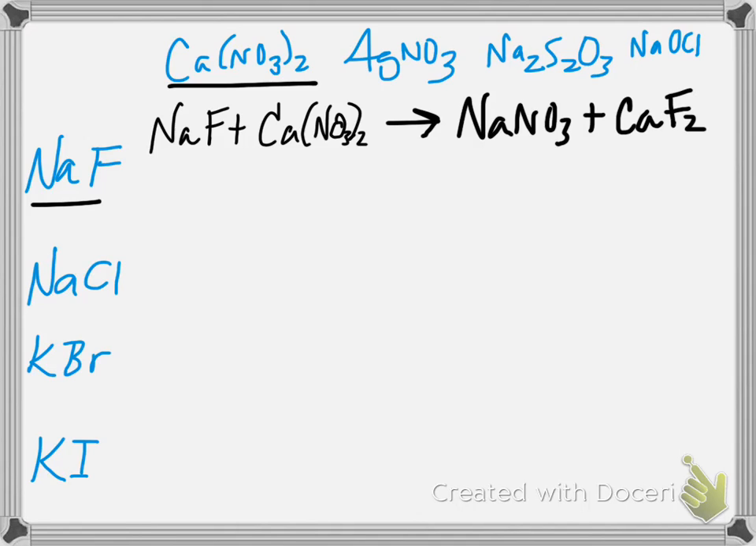So what is that precipitate you're seeing? It's the calcium fluoride. When you see a precipitate, what that means is the thing that is precipitating out is something that is not soluble. It's not capable of being dissolved. It's not capable of going into solution.